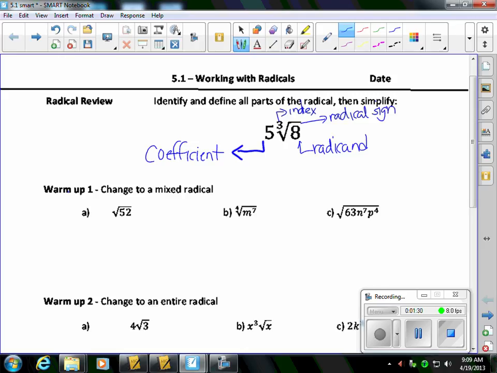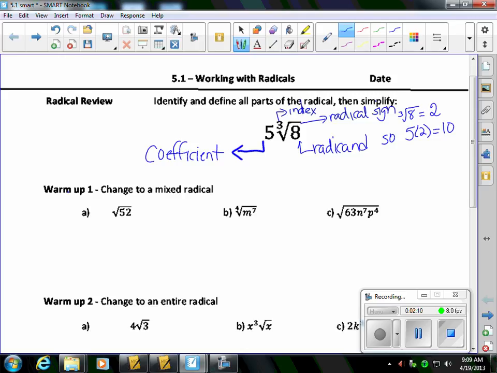So now if we're going to simplify this, basically what we do is we forget about the coefficient in front and think of the cube root of 8. So the cube root of 8 is 2, because you think of what three same numbers can you multiply together to get 8? So your answer there would be a 2. Then you'd have 5 times 2, so the solution to 5 cube root of 8 would be 10.